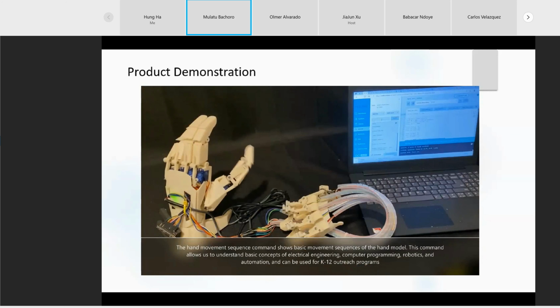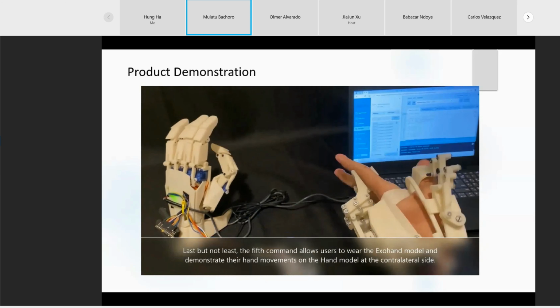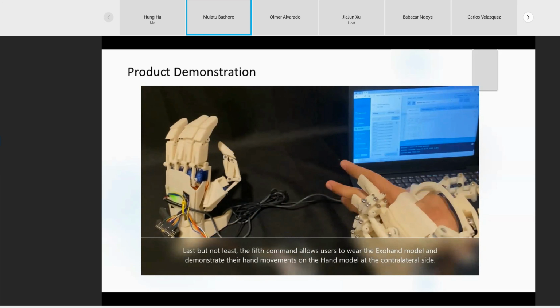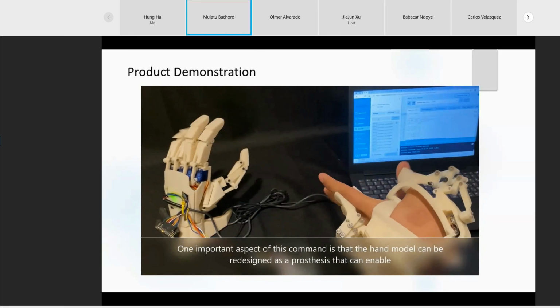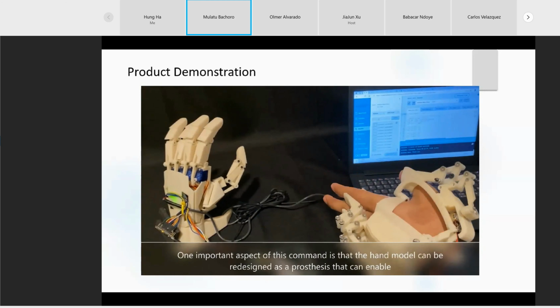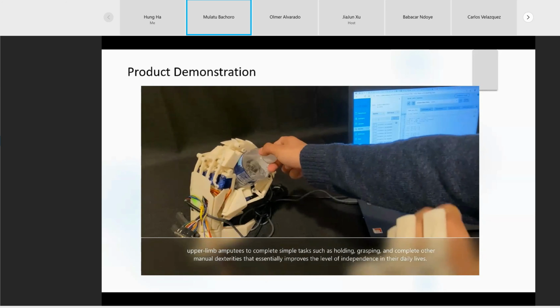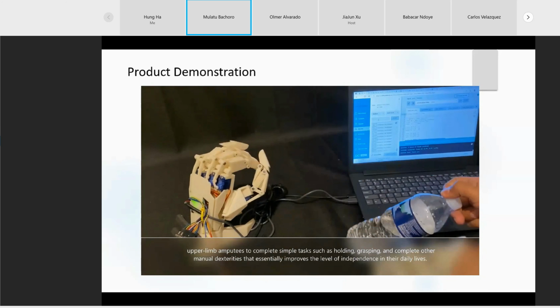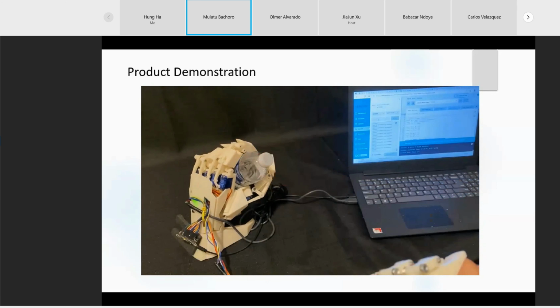Next, we have the movement sequence. As we see here, the command shows finger movements, and we also included a fifth command to make the handy model mimic our hand movements by using the exo hand on the contralateral side. This command can be really important if we design the hand model as a prosthesis. This can enable upper limb amputees to complete simple tasks in a way to improve their independence.